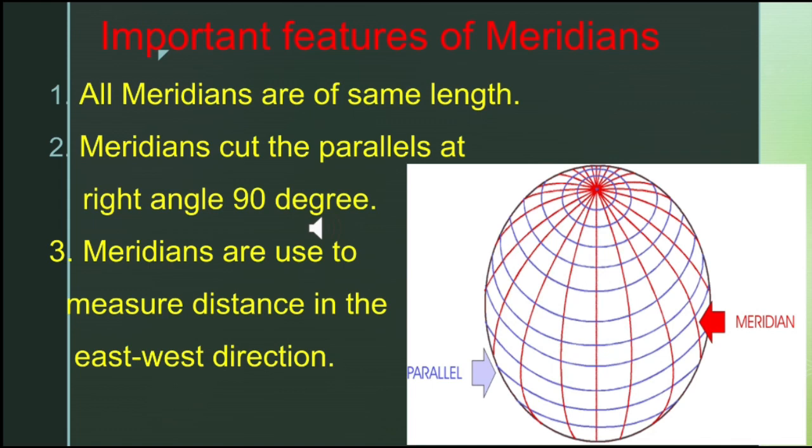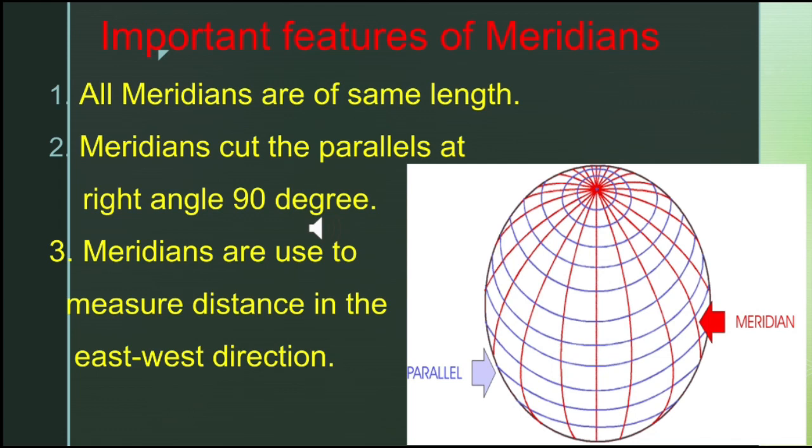Meridians cut the parallels at right angle, 90 degrees. When you see the two sets of lines, the blue lines are indicating parallels, and the red lines are indicating meridians. So the meridians cut the parallels at right angle, 90 degrees.